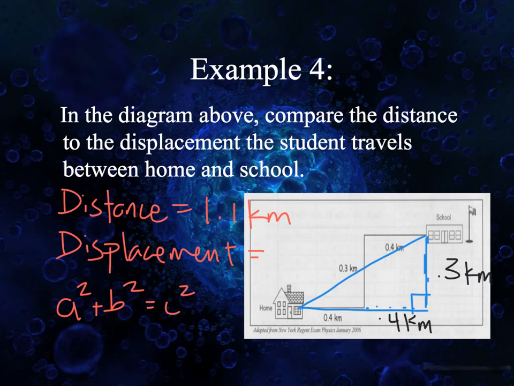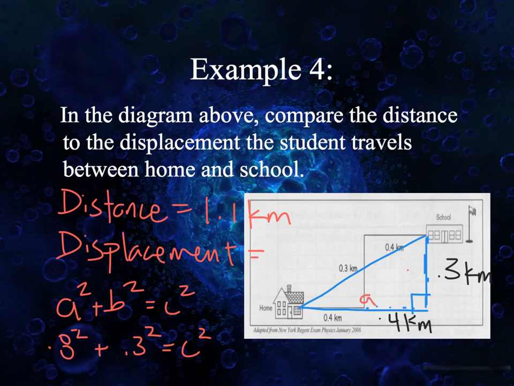Where side A, we're going to call this side A. If I add up 0.4 and 0.4, side A now becomes 0.8 squared plus side B, we'll call this side B, is 0.3 squared equals C squared.